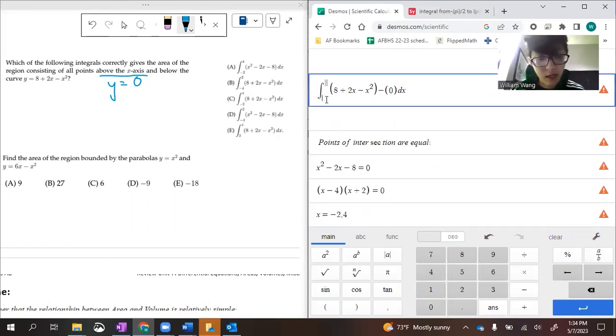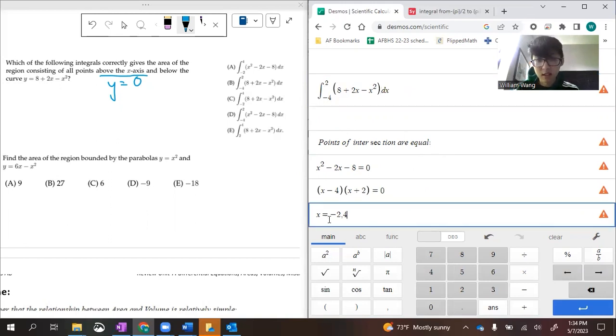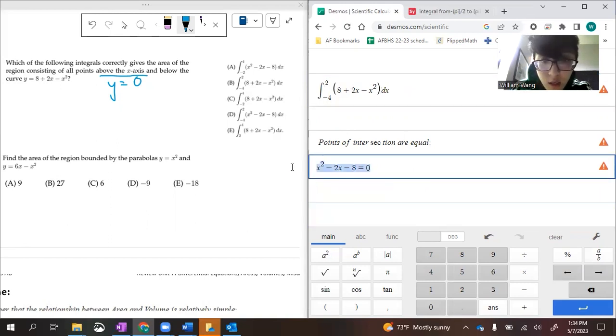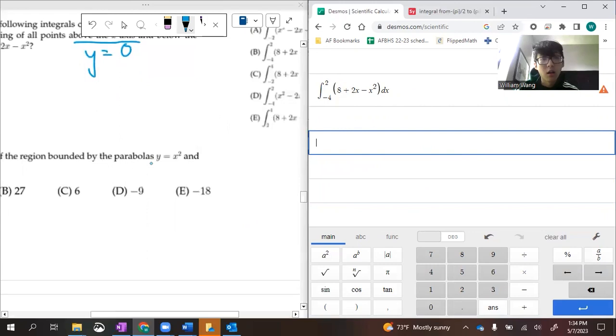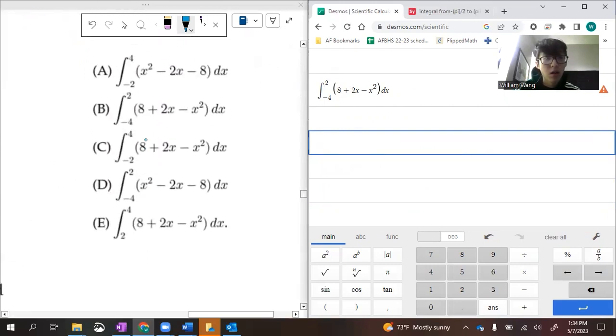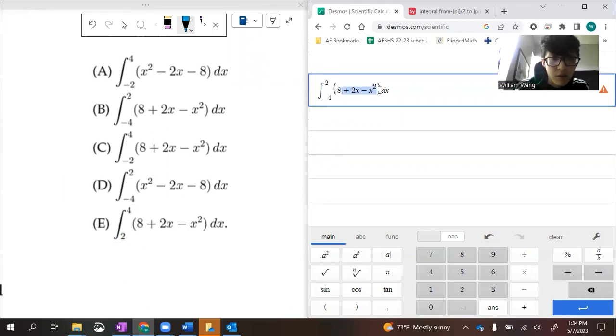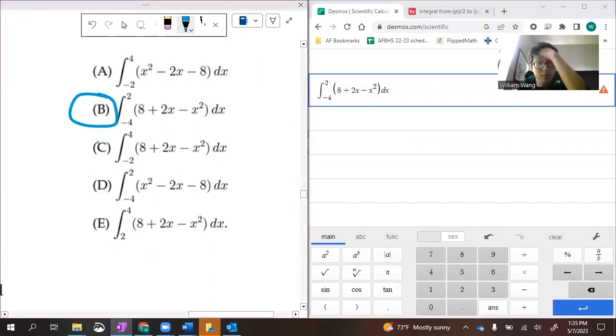Cool, so my integral is from -2 to +4. All right, this minus 0 disappears, so I'm looking for this integral. I'm guessing it's not going to be that easy, but let's see. So -2 to +4, and it has to be this integral. So I'm first looking for this integral, 8 plus 2x minus x squared. Oh, actually, they do have it right here. So it's answer choice B. All right, hopefully that makes sense.